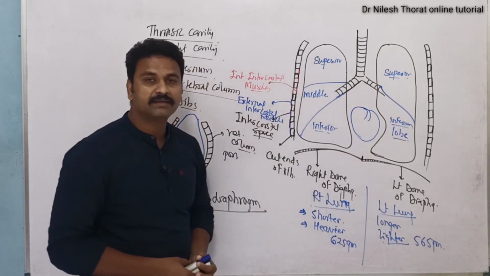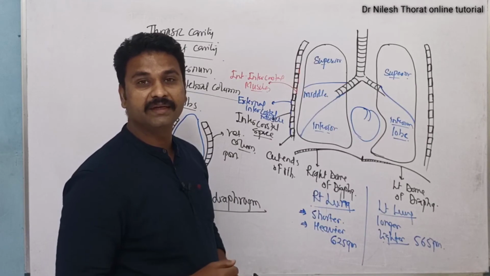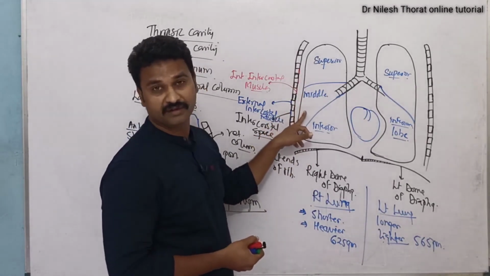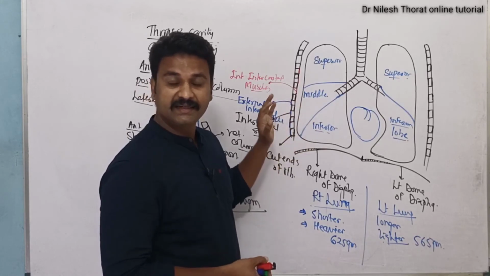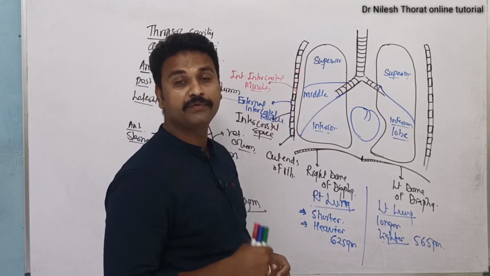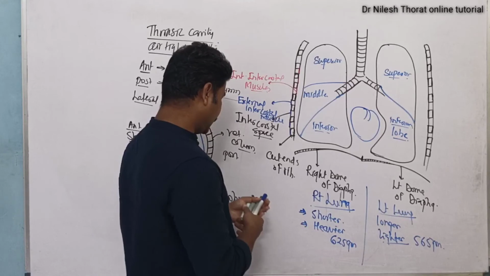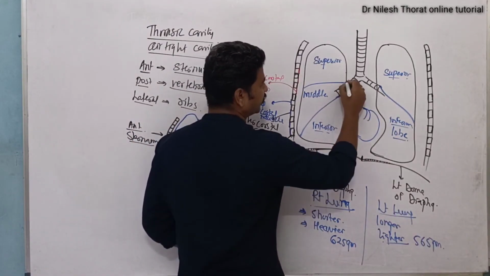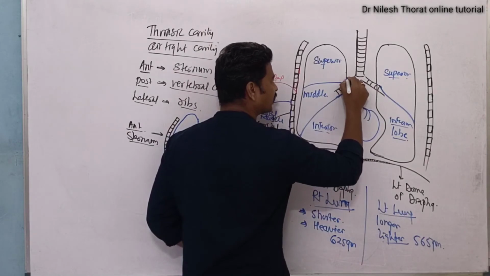Now these lungs are covered with the help of a membrane. This membrane, which covers the surface of the lung, is called pleura, and this pleura is actually made up of 2 layers, and the arrangement of the layers is such that one layer of pleura is in close contact with the surface of the lung.